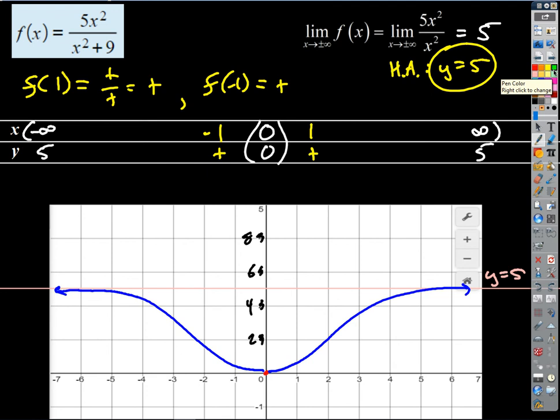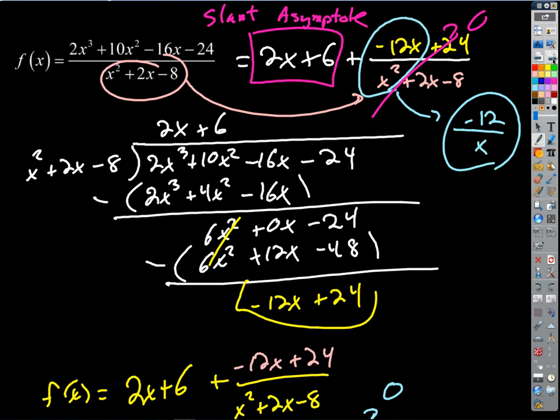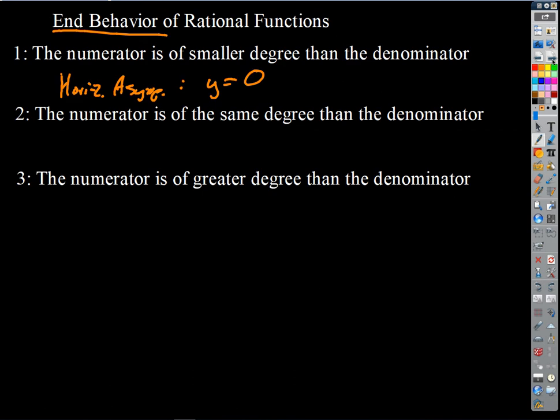Okay, all we did was take the ratio of the leading coefficients, right? Because we're taking the ratio of the leading terms, and the x's are going to cancel when we take the limit. So all we have to do is look at the ratio of the leading coefficients, and that's going to be the value of our limit. So y equals that is our horizontal asymptote, right? So the end behavior is 5.